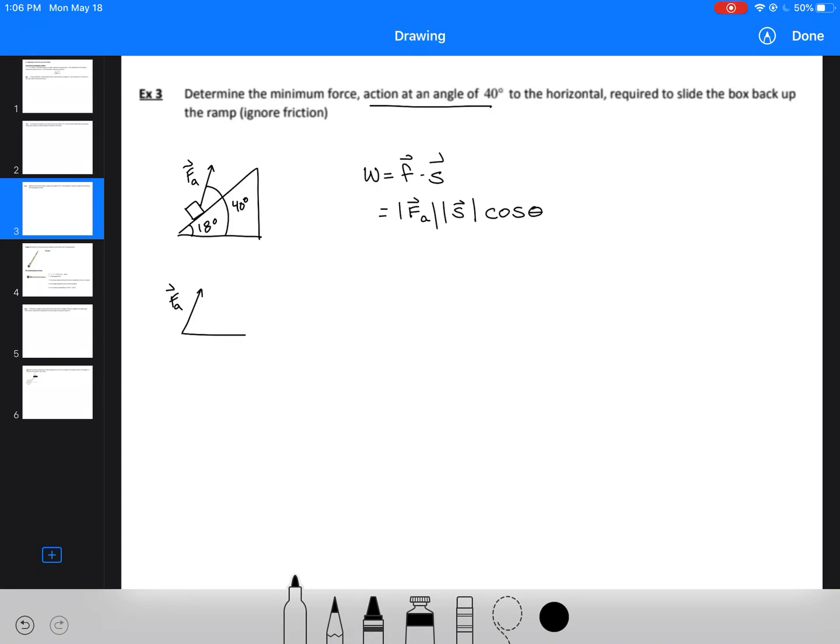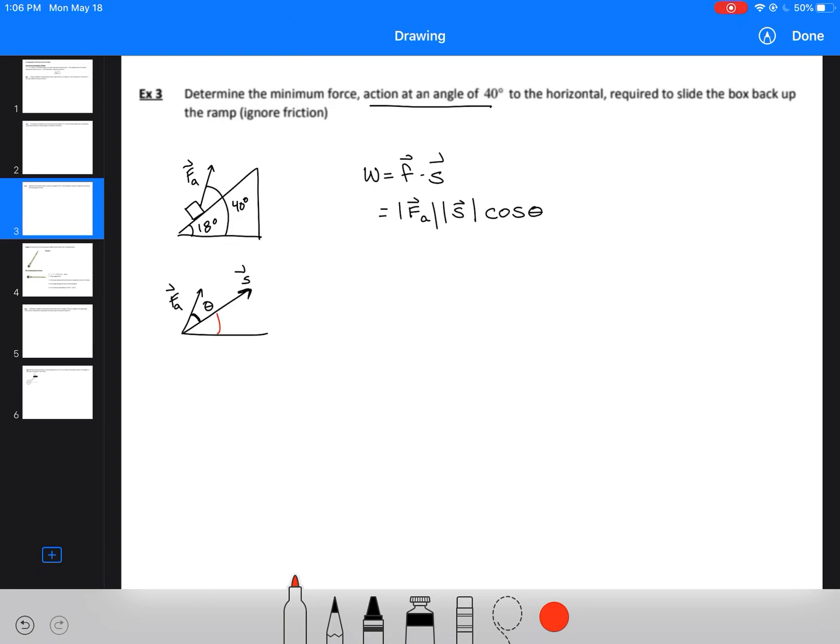So back to my diagram here, I've got my force and I've got the horizontal. Now I know that this vector here represents my displacement. I know that this vector that I've just drawn here and labeled vector S represents the direction of my displacement. So what I need to find, the angle to use in my formula, is the angle between those two vectors. I don't directly know that.